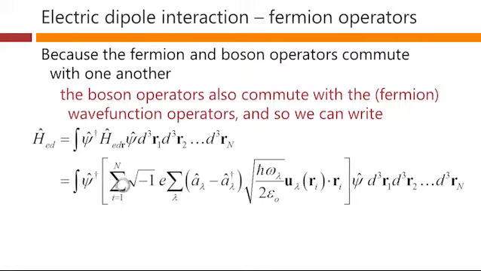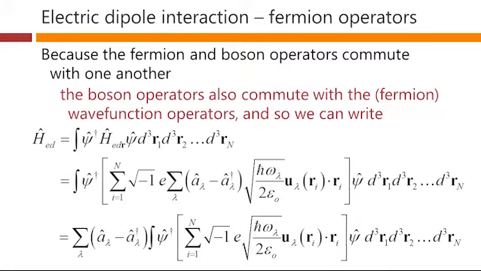Here's our Hamiltonian. And moving the boson operator parts outside, because they commute with the wave function operator, its Hermitian adjoint here, for example, we can write this whole Hamiltonian contribution in this form. As I said, pulling out the boson creation and annihilation operators, the photon operators here.